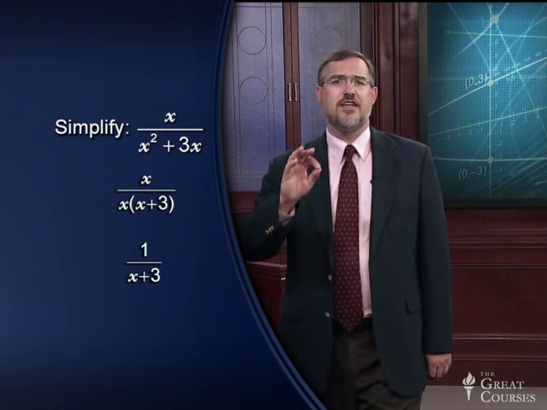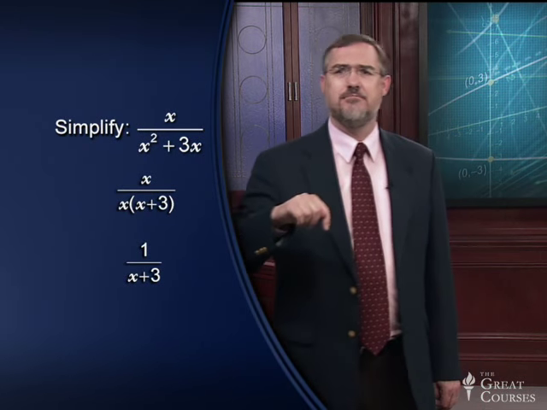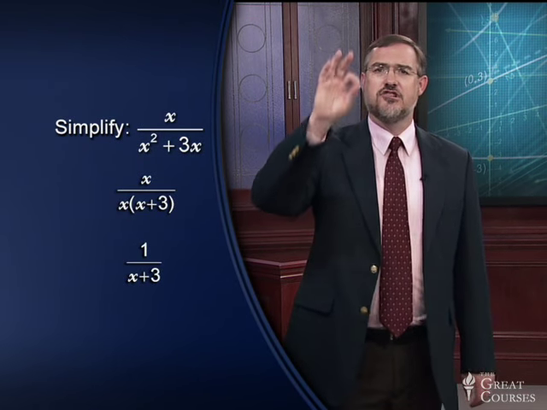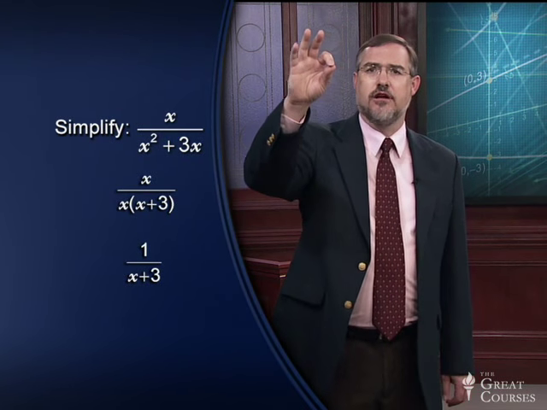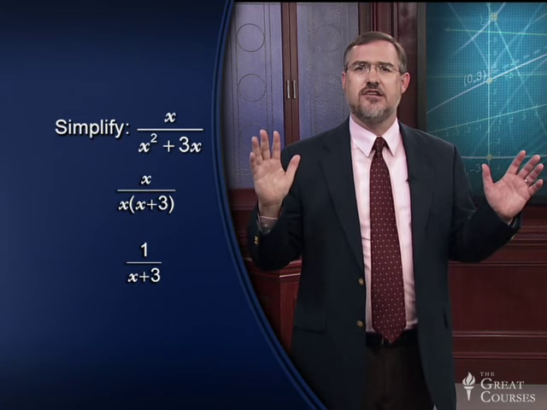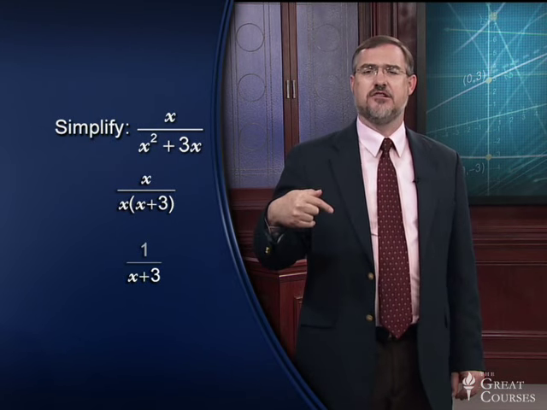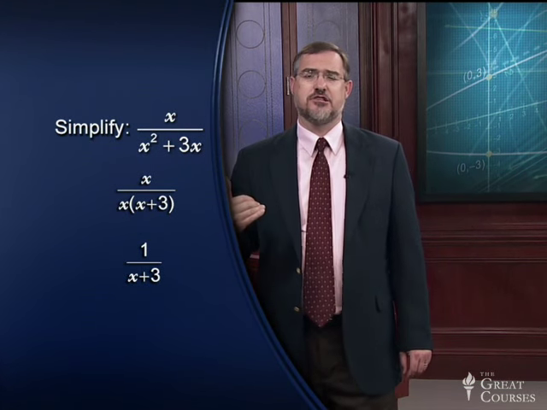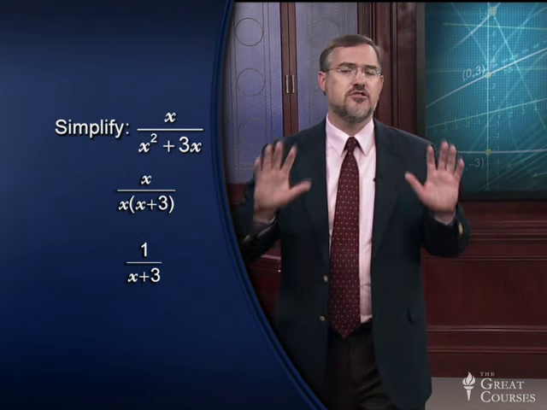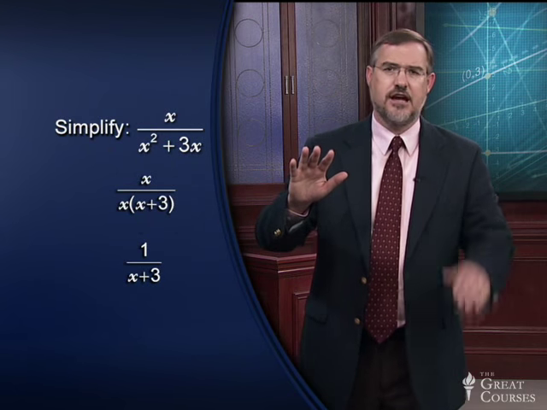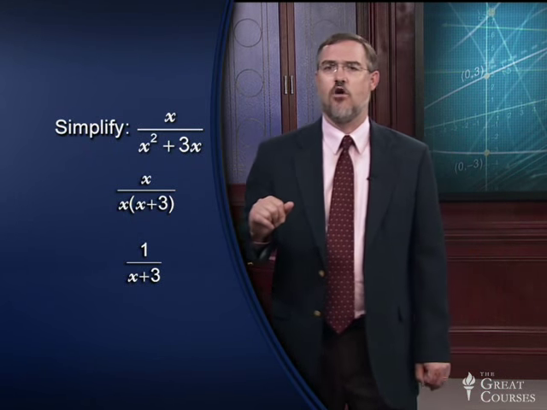Sometimes students, when they cancel those x's on top and bottom, forget that there's going to be a 1 in the numerator, so they just say that their final answer is x plus 3, as opposed to 1 over x plus 3. So 1 over x plus 3 is the right answer. Don't write just x plus 3 as the answer. That would be very, very wrong.